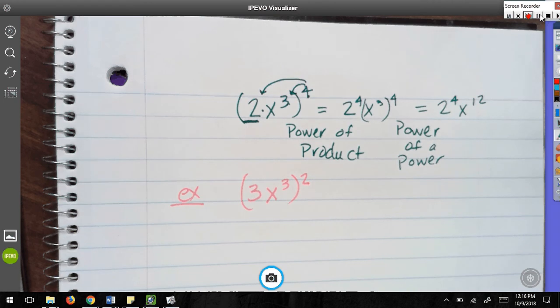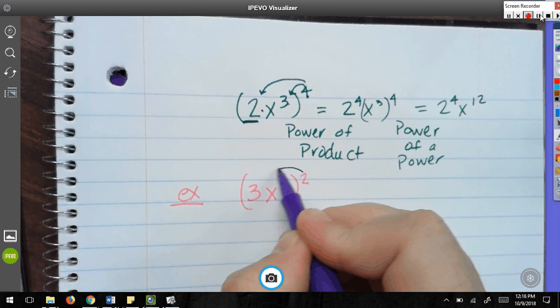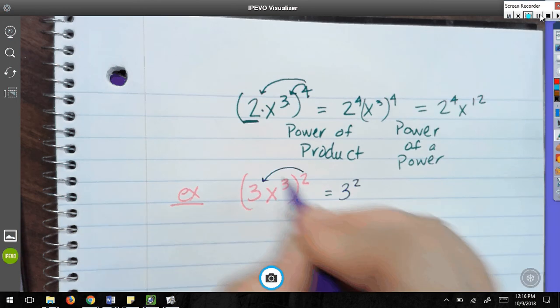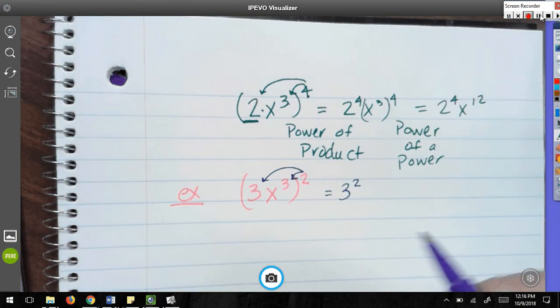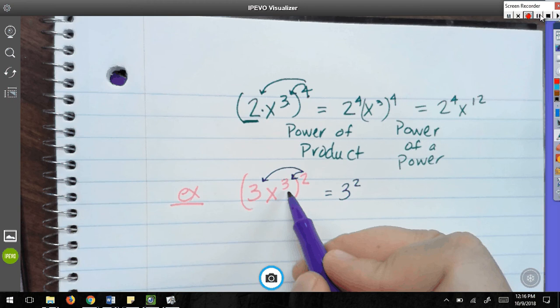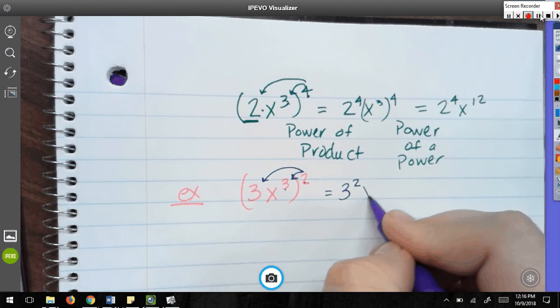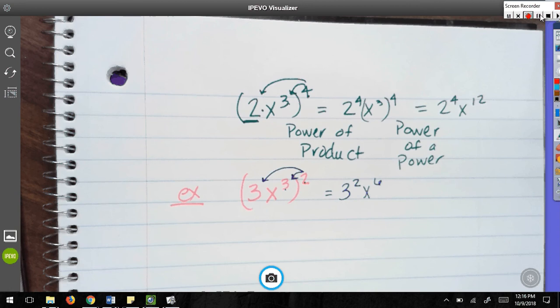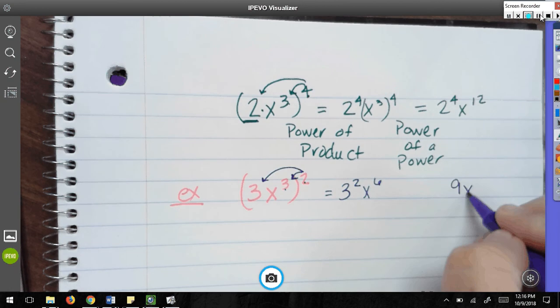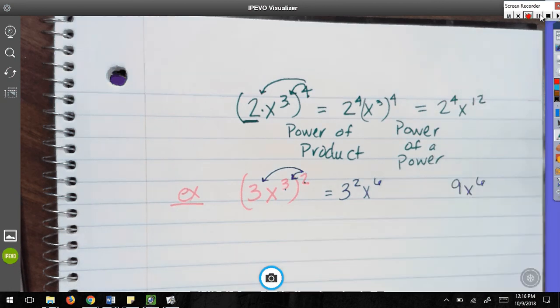When you distribute this 2, you get 3 to the second. And again, because I'm raising a power to a power here, I multiply. Okay, if you just want to change that to 9x to the 6th, you can. It's definitely not necessary, but that is completely up to you.